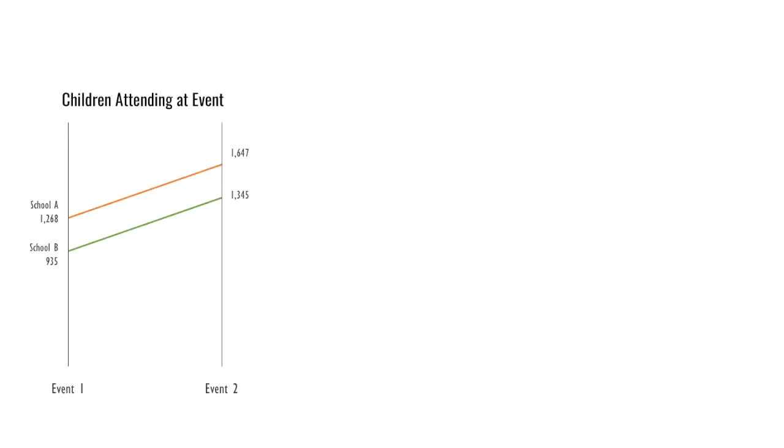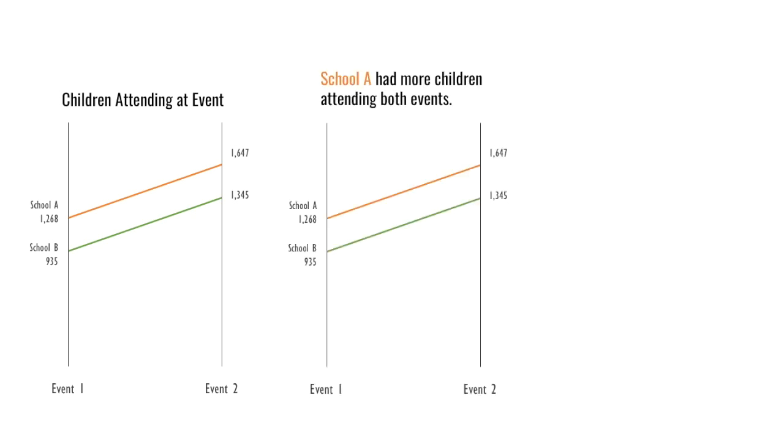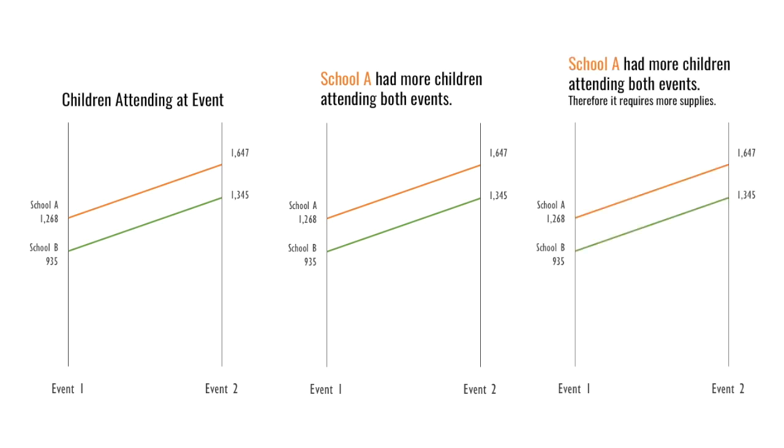When using graphs, help your audience grasp the key message by making the key message the title of the graph rather than using a standard descriptive title. Instead of having children attending an event, it would be better to say, School A had more children attending both events. Even better, School A had more children attending both events, therefore it requires more supplies. Really making that effort to show the reader what the key message is and directing their attention to what is important.